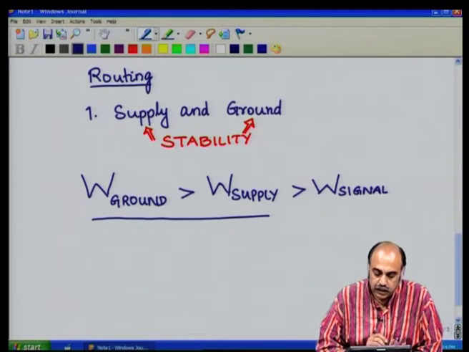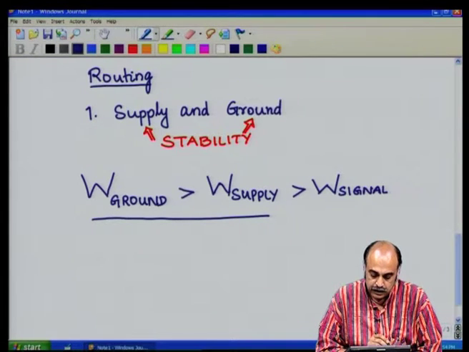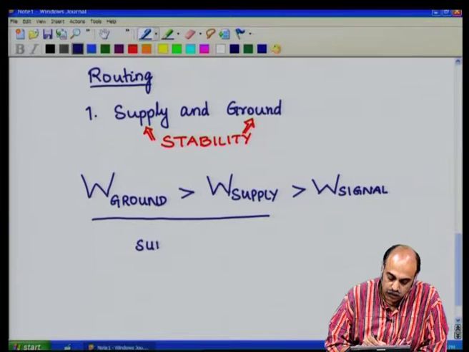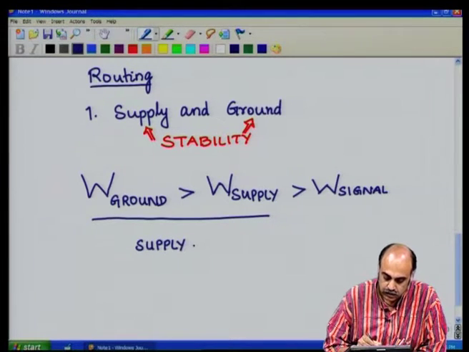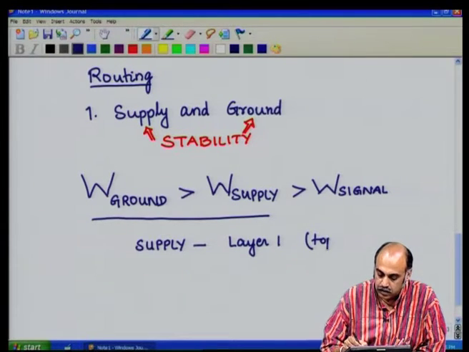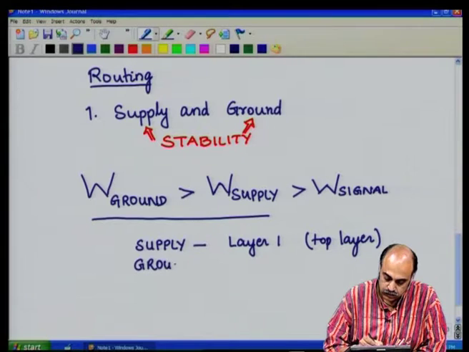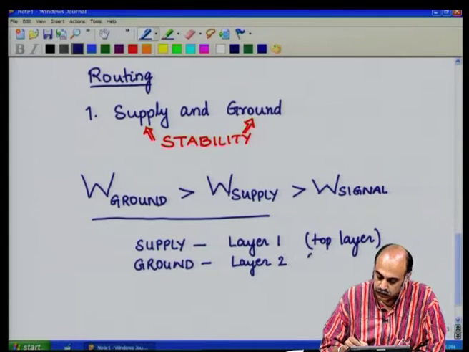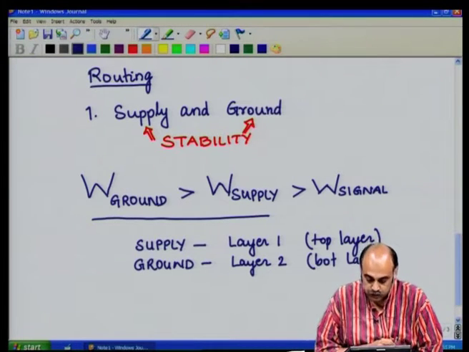There are many ways in which one can have the supply and ground interconnected on the printed wiring boards, but it is recommended that you have supply and ground on two different layers, supply on layer 1 or say for example top layer if it is a two sided board, ground on layer 2 or bottom layer for the two sided board.